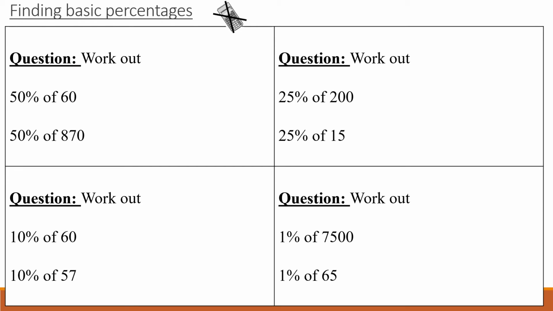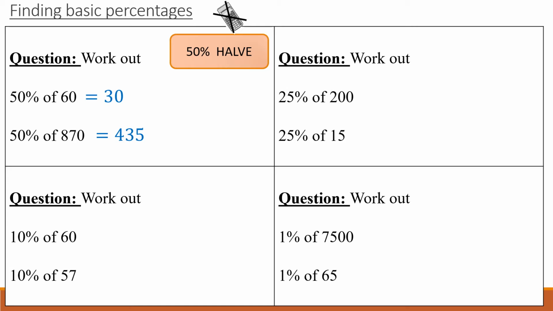So we're going to begin with finding the main 4 percentages without a calculator. You've probably seen them before, but if you don't know, make sure you write down the steps for each of these percentages. We're going to start off with 50%. 50% means half, so we're going to halve each of those values to work them out. So 50% of 60 is half of 60, 30, and 50% of 870 is half of 870, which is 435.